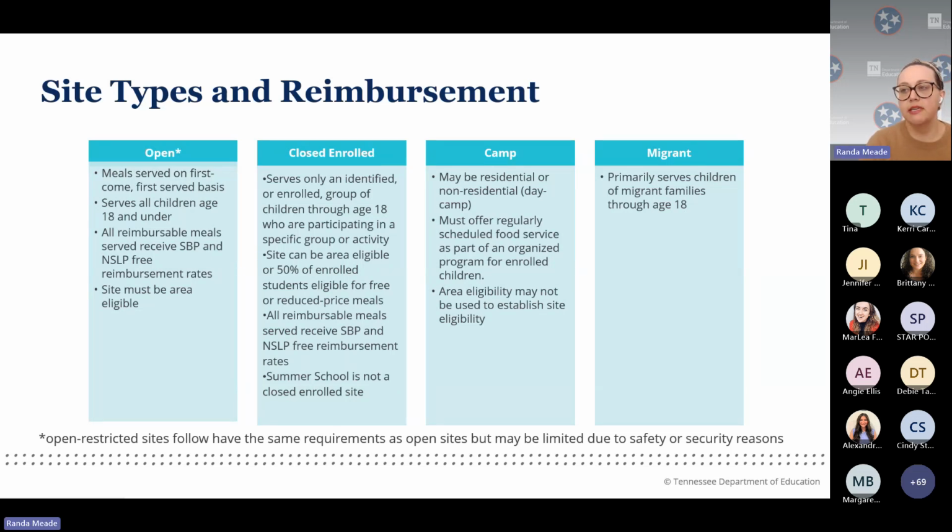Camps and migrants, we don't see a lot of those, but camps are, think of like a 4-H camp, an overnight camp where you have all day long activities available for children. You can't use area eligibility for those sites, and meals are served based on individual student eligibility. Migrant sites serve primarily migrant population and families through age 18.